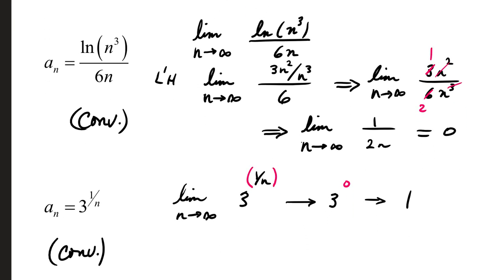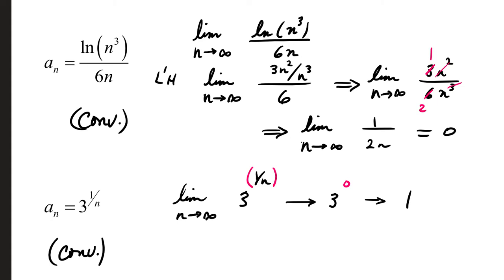Our third example, our nth term is natural log of n cubed over 6n. When you apply a limit as n goes to infinity, natural log of a really large value cubed is going to be really large. 6 times a really large value is also really large. So this is an indeterminate form of infinity over infinity.